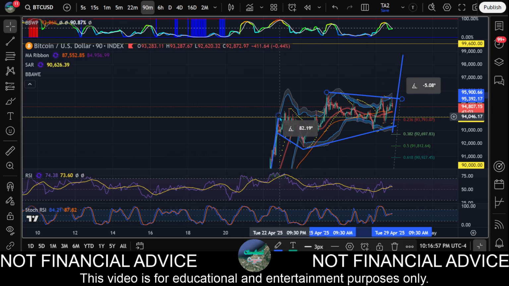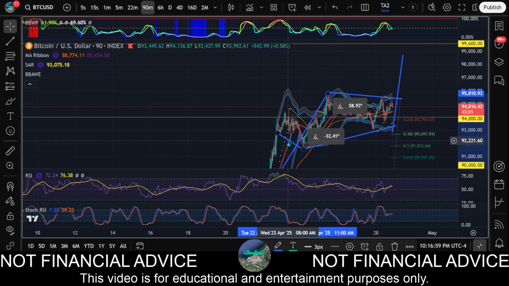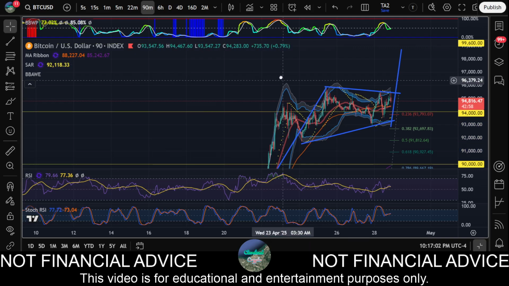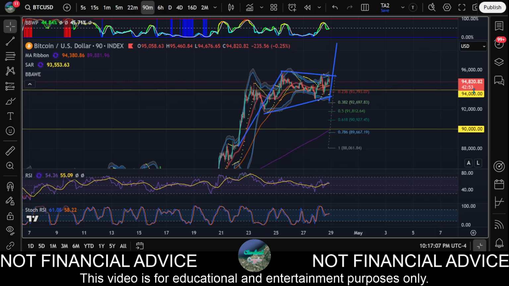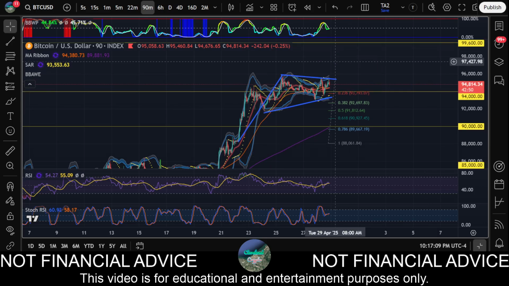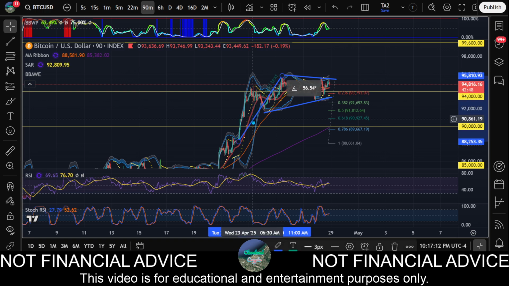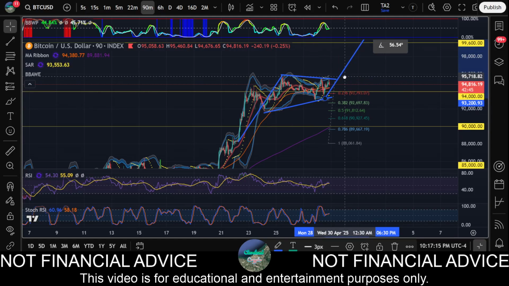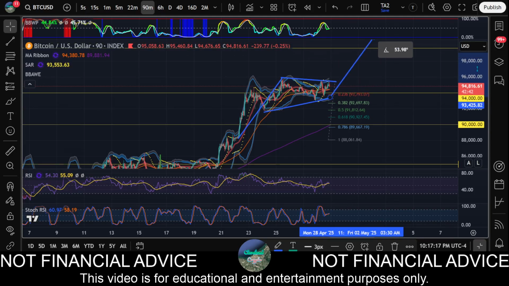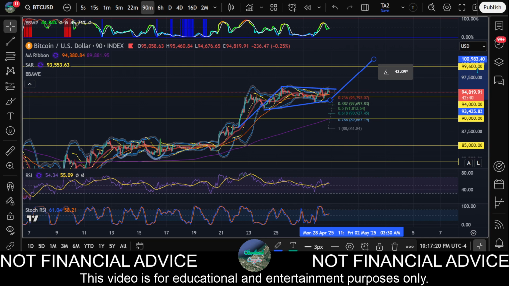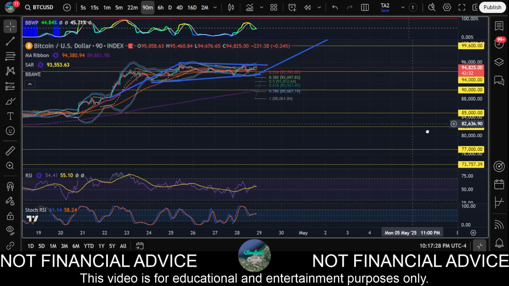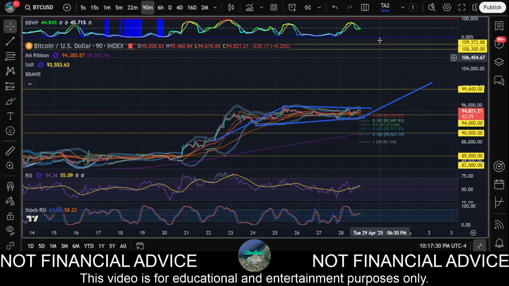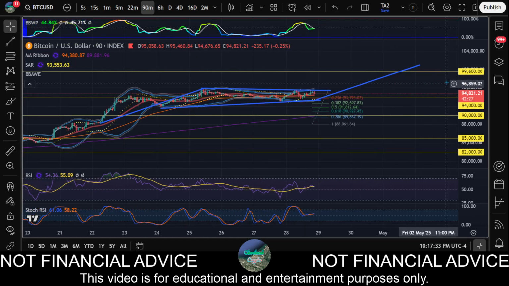We can move the pole up as well. Get rid of that. Draw the bull flag more like this now. If we do that, we're going to have to redraw the measured move as well. So our measured move and our bull flag now points up to about 101,000. Not bad. I would love to see it, and I'm not saying we're going there, but we might.